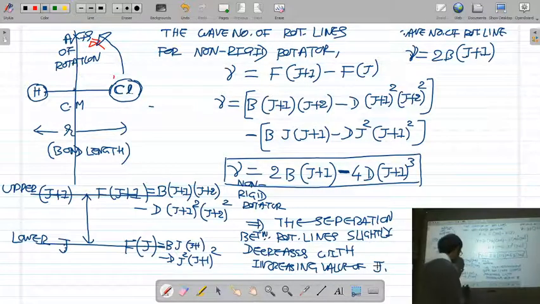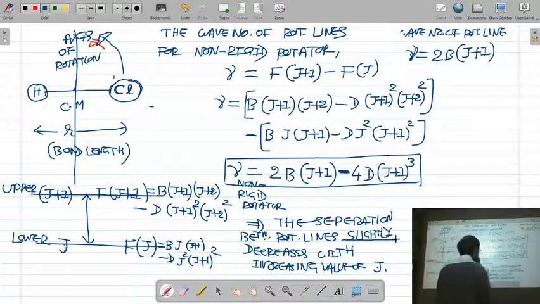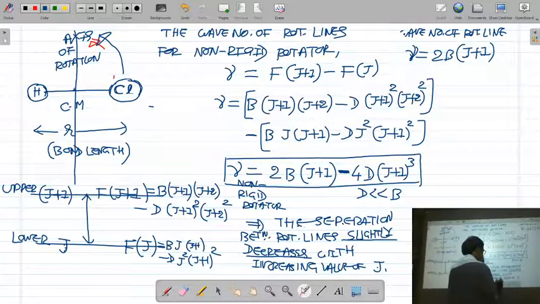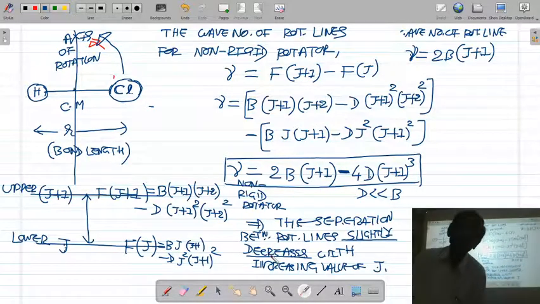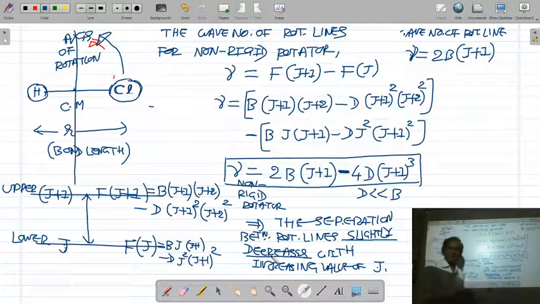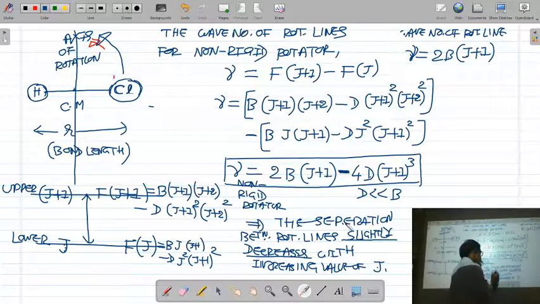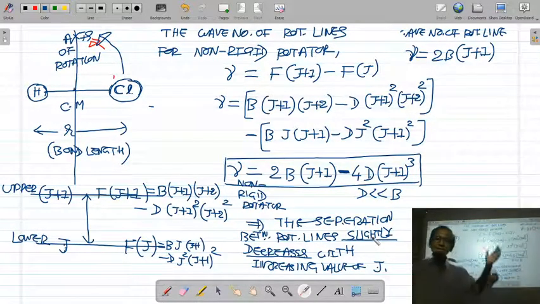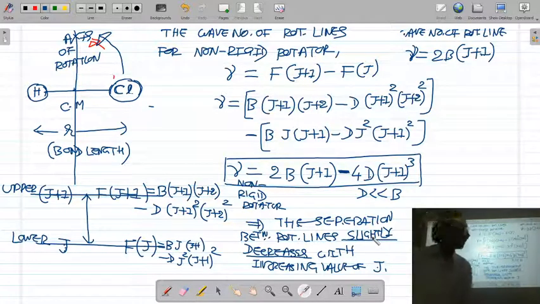Why have I written "slightly decreases"? Because the value of the distortion constant d is very much less than the rotational constant B. Therefore, the separation between rotational lines slightly decreases with increasing value of the rotational quantum number J. It means that the rotational lines are not exactly equidistant for a non-rigid rotator. That is why we have to consider that the molecule is not perfectly rigid, it is a non-rigid rotator.